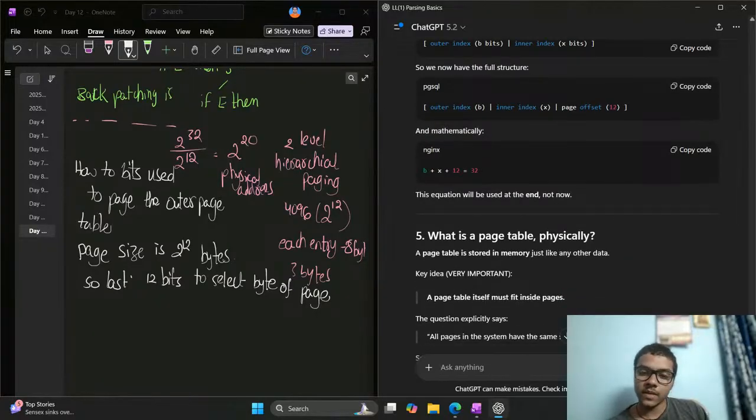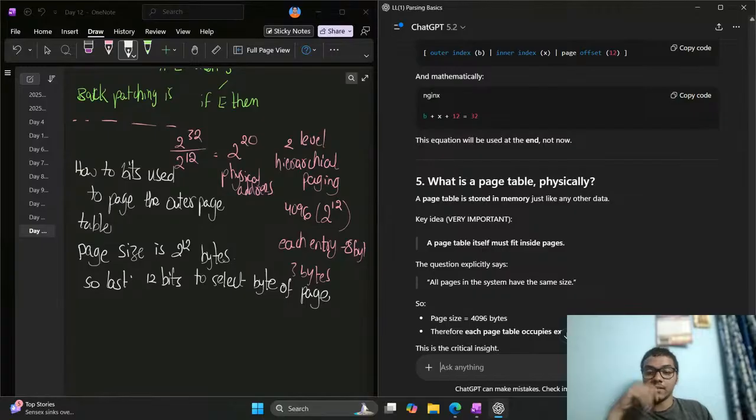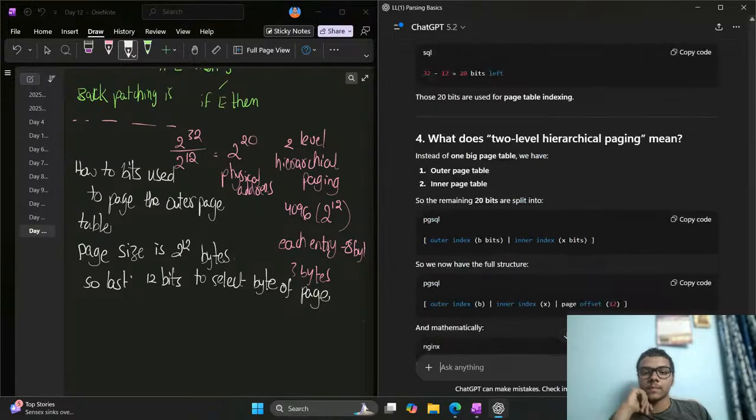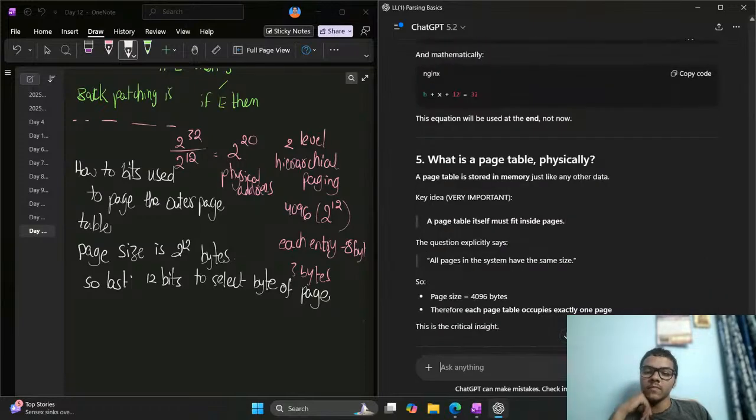A page table cannot be stored in memory just like any other data. A page table itself must fit inside pages. All pages in the system have the same size.